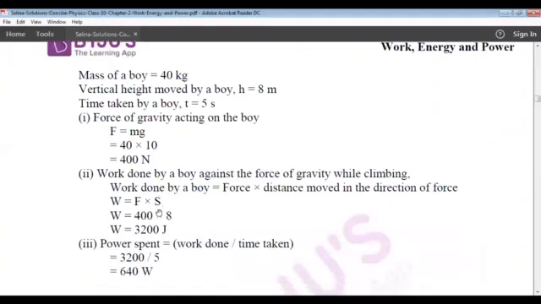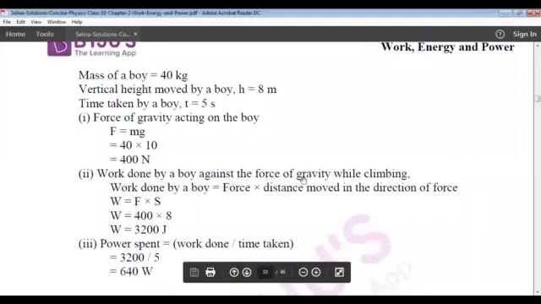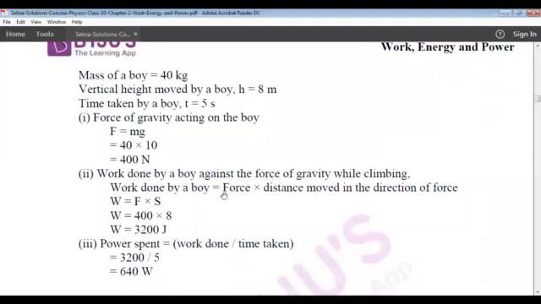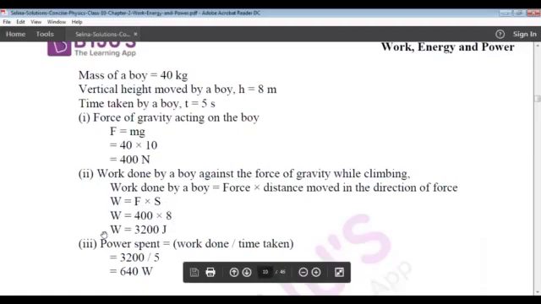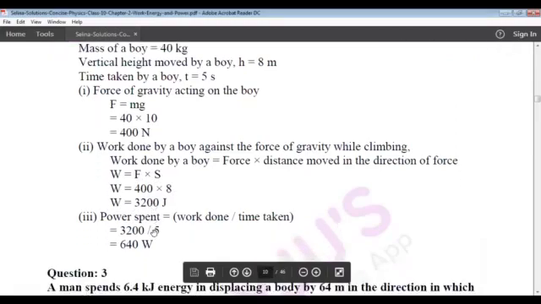Second one, work done by the boy against the force of gravity while climbing. Work done by the boy is equal to force into distance moved in the direction of force. So when he is moving upwards, he is applying the force in the direction of displacement. Therefore, work done will be equal to force into displacement. Substitute the values, you will get work done is equal to 3200 joules.